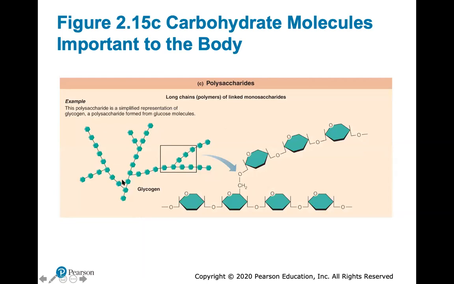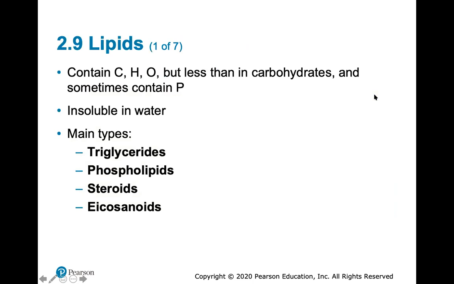Basically, this is a long molecule of glycogen, which is just the polymer, or the polysaccharide, of all these simple single monosaccharides or simple sugars bound together. So this is a polysaccharide. It's just a long chain of linked monosaccharides, or simple sugars, bound together.